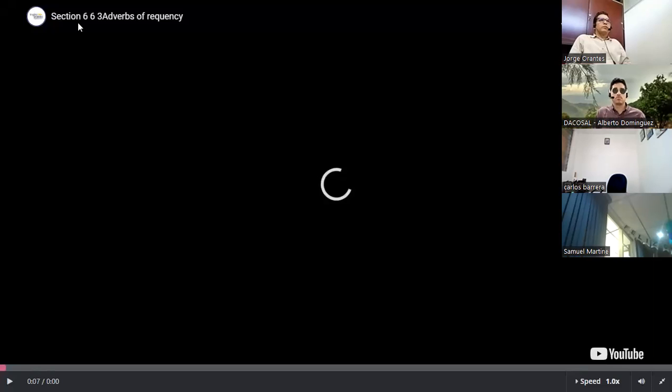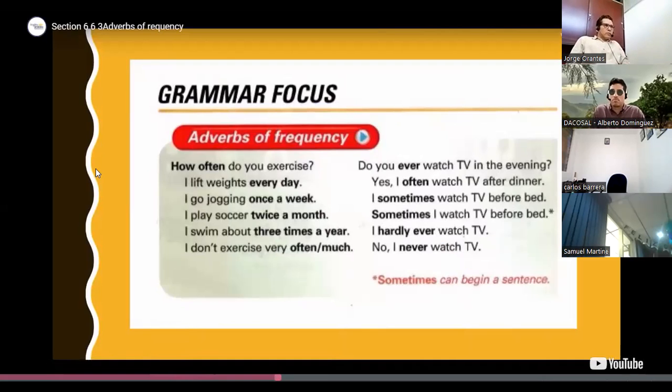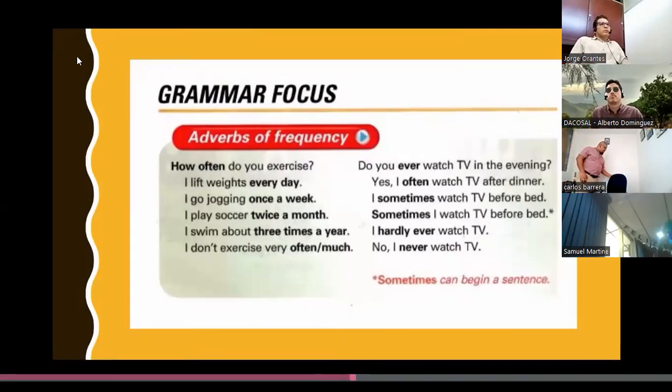In this session, we will go over adverbs of frequency to indicate how often or not you do something. Let's listen up. How often do you exercise? I lift weights every day. I go jogging once a week. I play soccer twice a month. I swim about 3 times a year. I don't exercise very often. I don't exercise very much. Do you ever watch TV in the evening? Yes, I often watch TV after dinner. I sometimes watch TV before bed. Sometimes I watch TV before bed. I hardly ever watch TV. No. I never watch TV. Always. Almost always. Usually. often, sometimes, hardly ever, almost never, never.